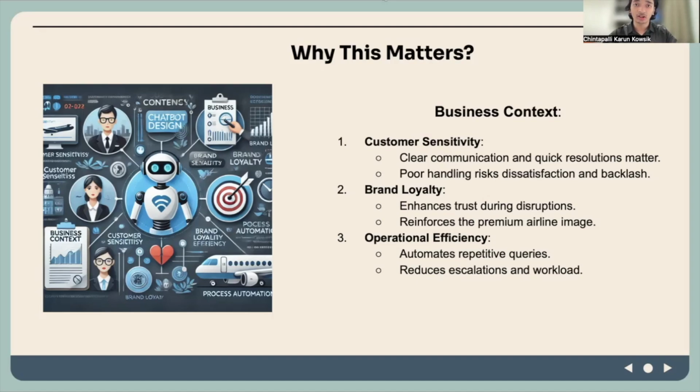A well designed chatbot that proactively addresses customer concerns can strengthen customer trust, particularly during crisis. This aligns with Singapore Airlines' position as a premium airline that ensures that customer expectations are met even in difficult times. Lastly, from an operations perspective, efficiency is critical. Automating responses to routine queries, such as those about turbulence policies or compensation claims, reduces the burden on human agents. This enables staff to focus on more complex and urgent cases, ensuring better resource allocation while improving service quality.